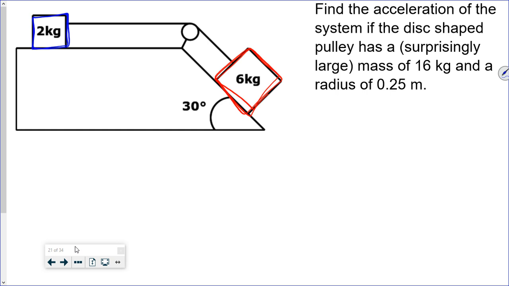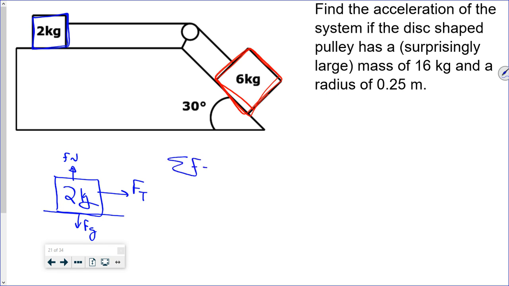Here's this 2 kilogram thing. What forces are on it? Well, there's a gravity force and a normal force, but we don't really care about those because they're going to cancel out. And then you've got this tension force pulling the system forward. Then we could write a net force equals net force equation in which we would say that the tension is equal to the mass times the acceleration.